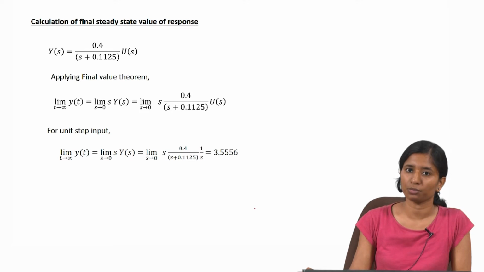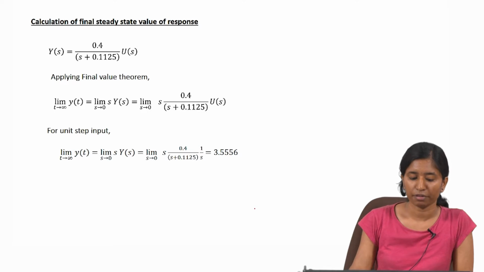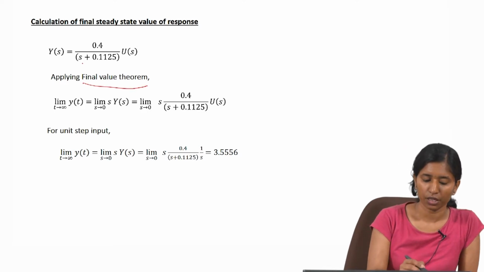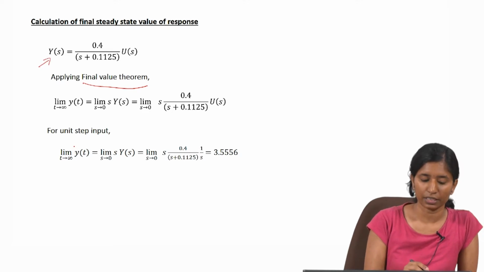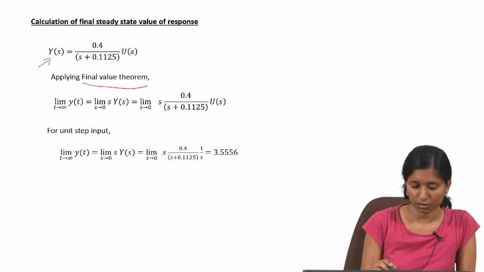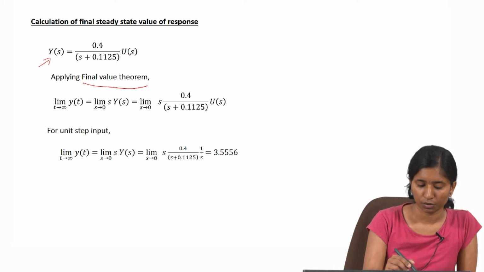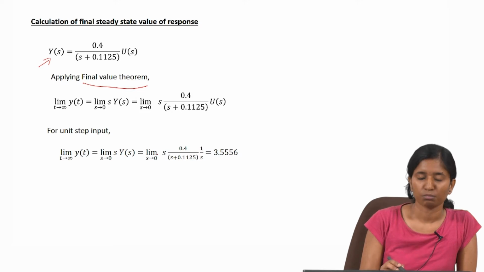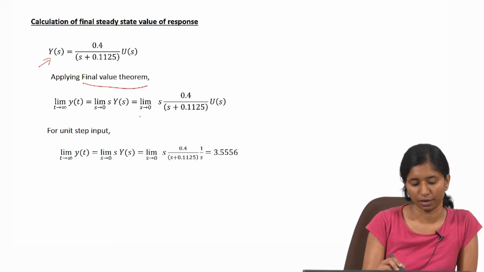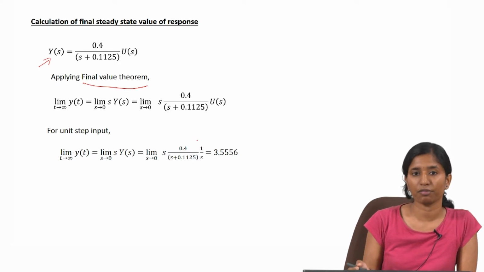So, if we have a function in the transform domain, that is the Laplace domain, we can still find the final steady state value of the response by using something called the final value theorem. We know that the expression for the response of the system in the Laplace domain is y of s equal to 0.4 by s plus 0.1125 times u of s, and if u of s is the step input, applying the final value theorem, we can find what the steady state value of output will be.